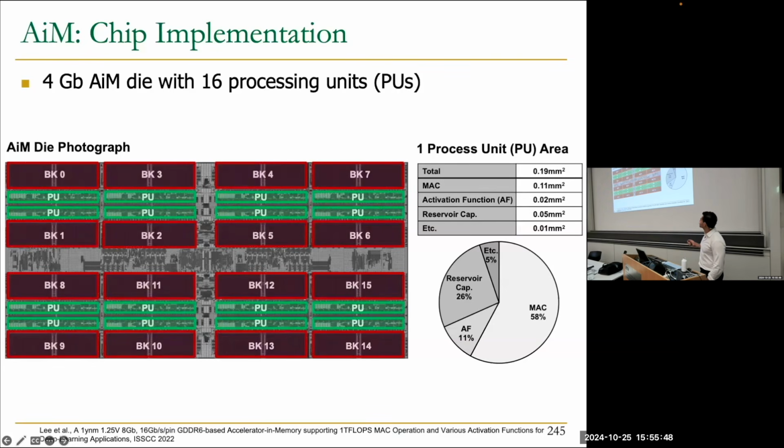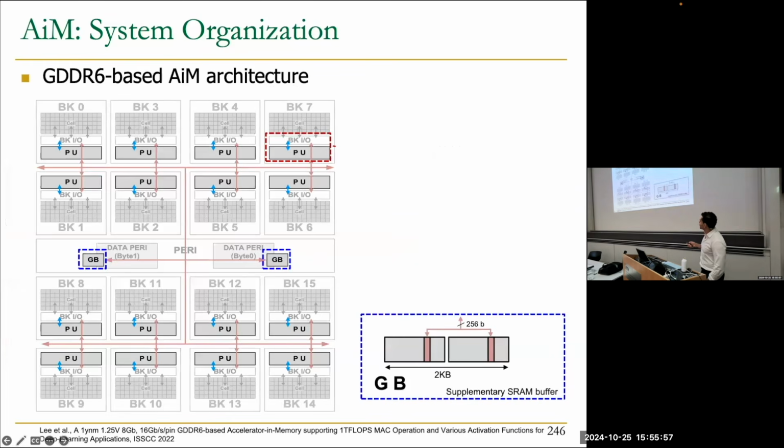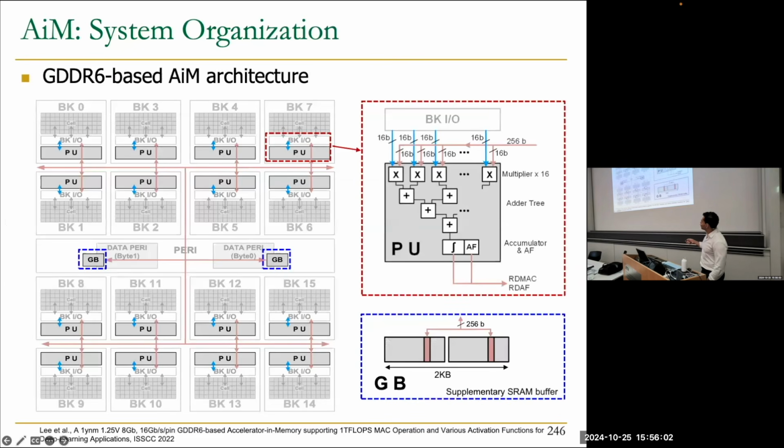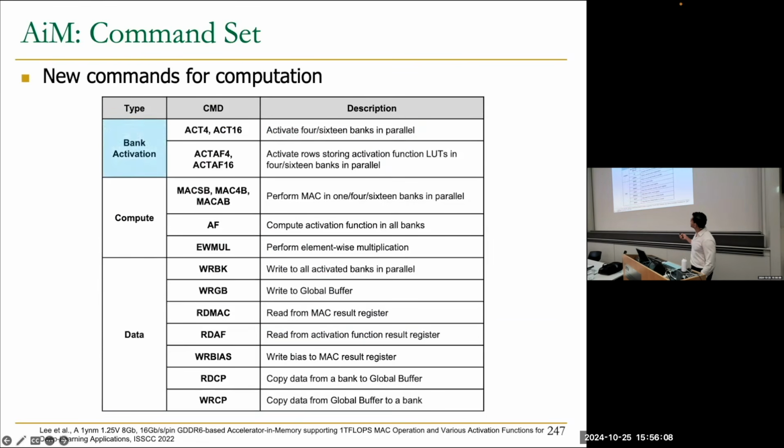But here, different from Samsung, they have one processing engine per bank, so it is not shared across the banks. And they also have some supplementary buffer that allows them to move data in and out of this DRAM chip. I was going to go through the details of this command set, but I think it's not so interesting. What is important for you to understand is that this is not JEDEC compliant. They go to the extent of creating new DRAM commands so that they can trigger the computations in this architecture as they want.